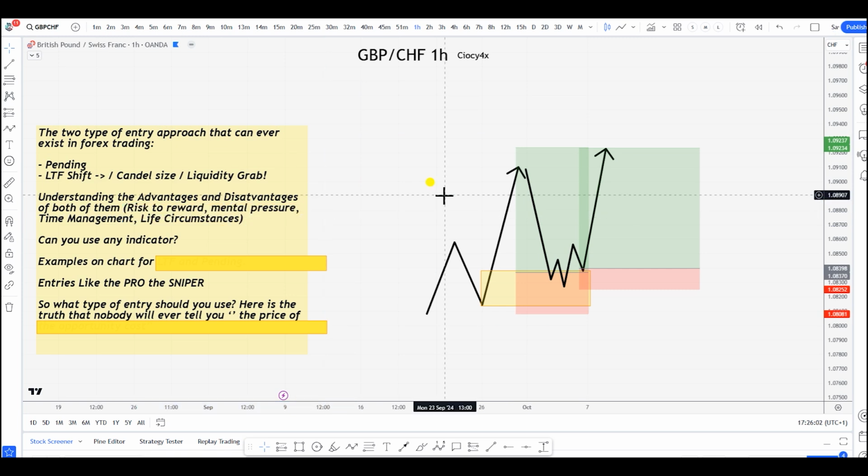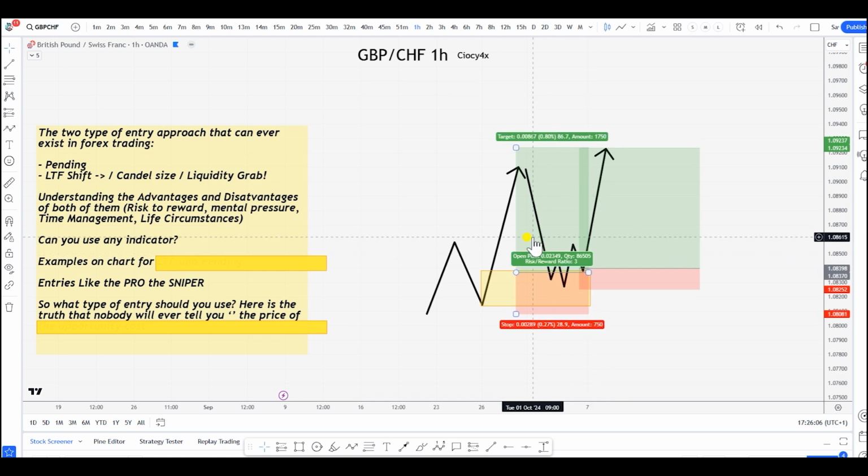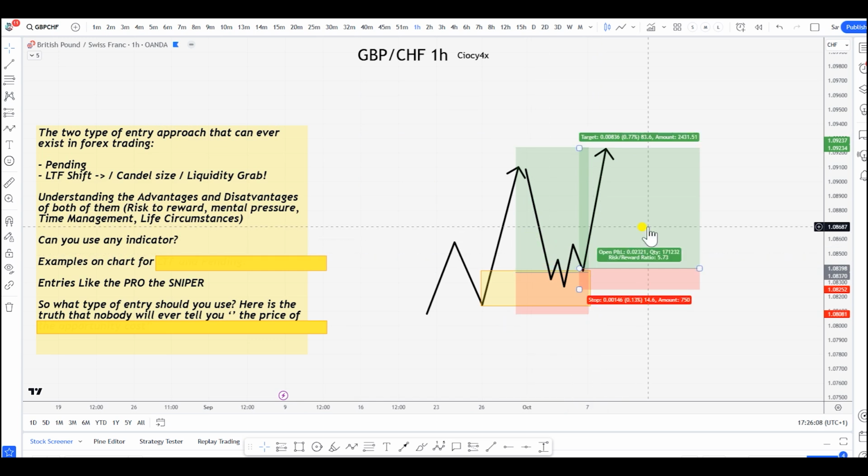I already started talking about the risk to reward. You see the risk to reward? This one has a 1 to 3. This one has almost double. So ideally, yes, you can say that the smaller one gives you a higher risk to reward. But we all know that in the Forex market, or in the trading game, or anything in life, the higher the reward, the higher the risk. So what do I mean by higher the reward and higher the risk?